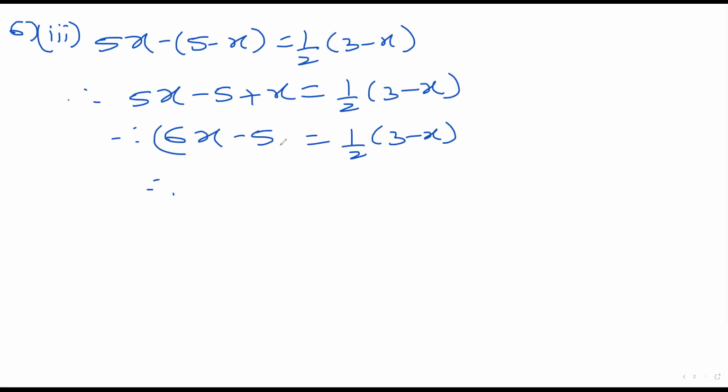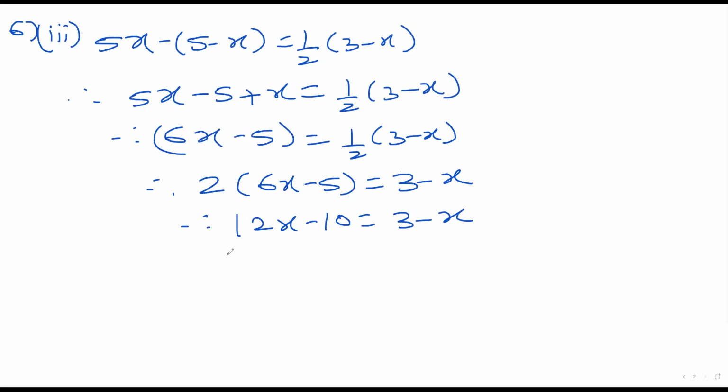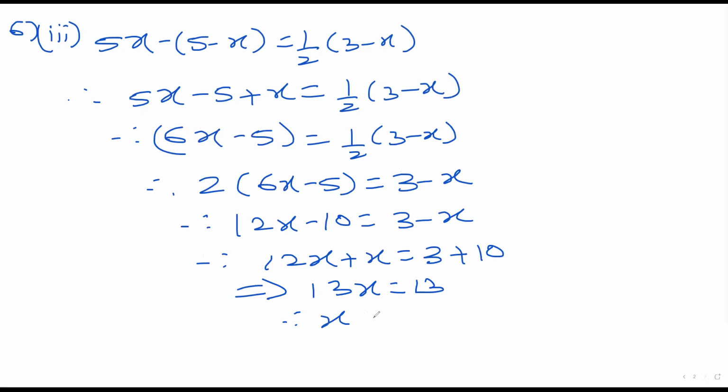Now you have to cross multiply. Just don't forget to put brackets. You get 2 into bracket 6x minus 5 is equal to 3 minus x. So you get 12x minus 10 is equal to 3 minus x. Right. So 12x plus x is equal to 3 plus 10. So we get 13x is equal to 13. This implies that x is equal to 1. And similarly, in the second equation, we have only one variable, y. Correct? Done writing? Shall we proceed?